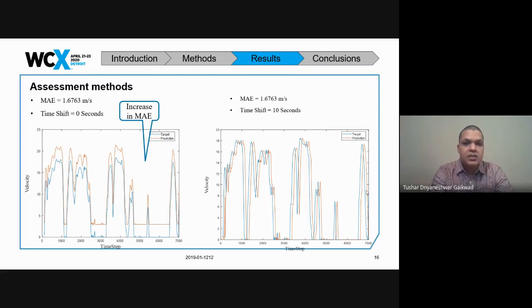Upward shift causes an increase in MAE, but there is no increase in time shift. The sideways shift causes an increase in MAE as well as in time shift. The effect of accuracy of MAE and time shift on fuel economy and safety improvement strategy is unknown.